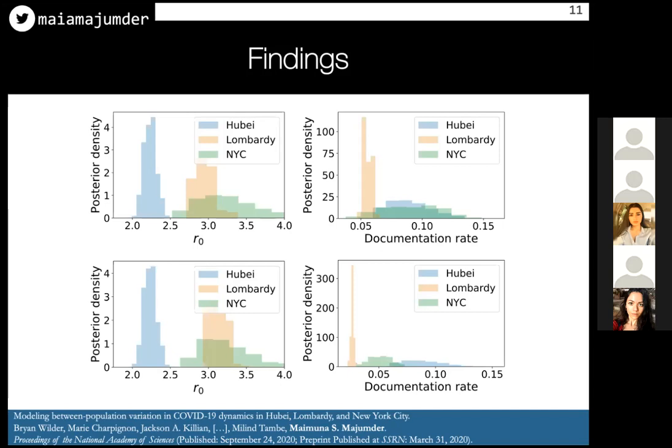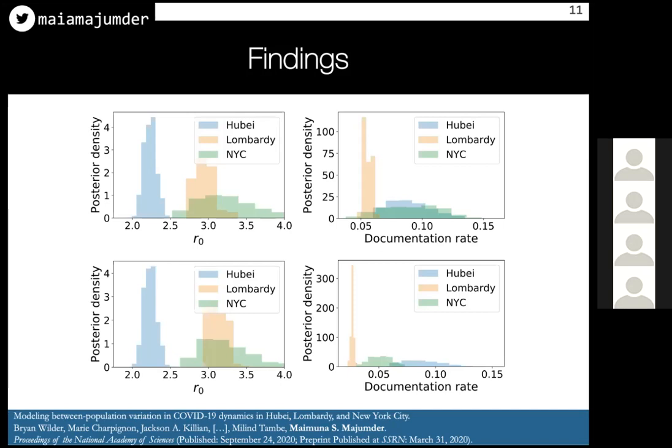Substantial differences in documentation rate are also visible, as shown in the top right panel, with consistently low documentation rates across locations, rates that are further reduced when conducting a sensitivity analysis in which deaths in Lombardy and New York City are once again assumed to be underreported, as is shown in the bottom right panel.